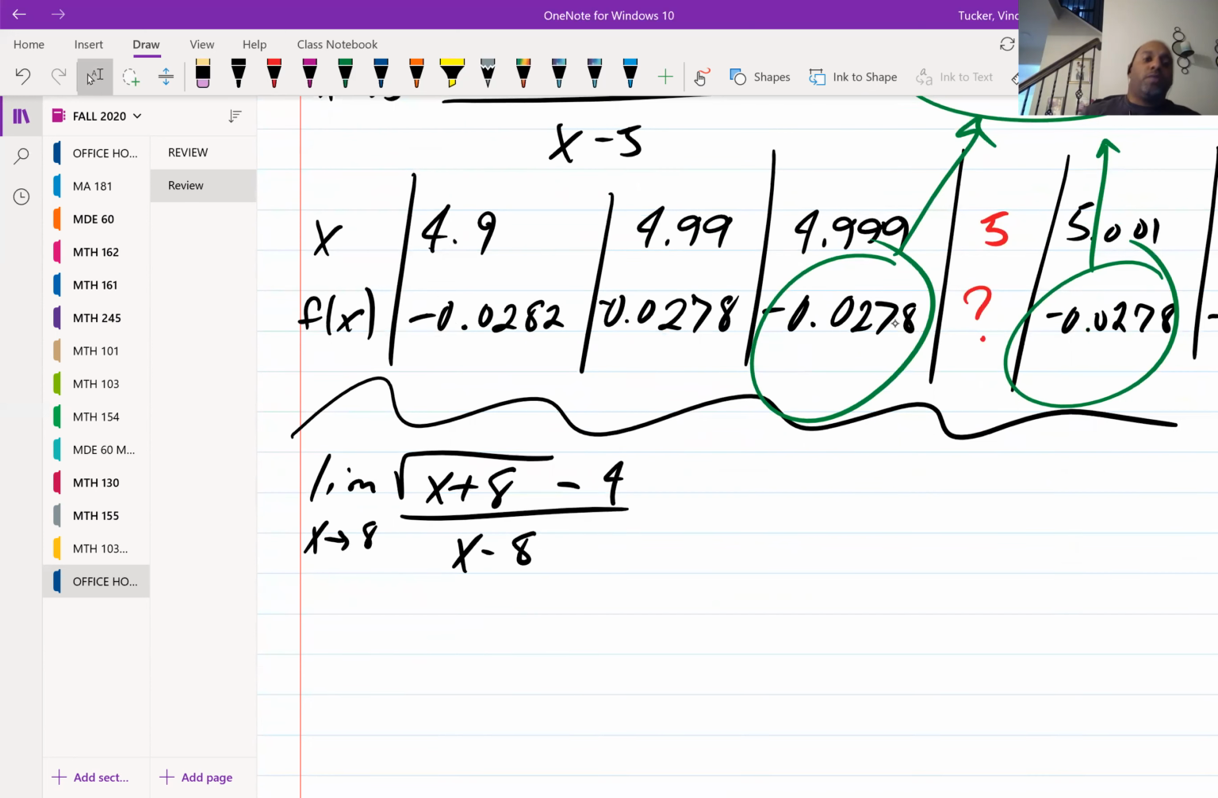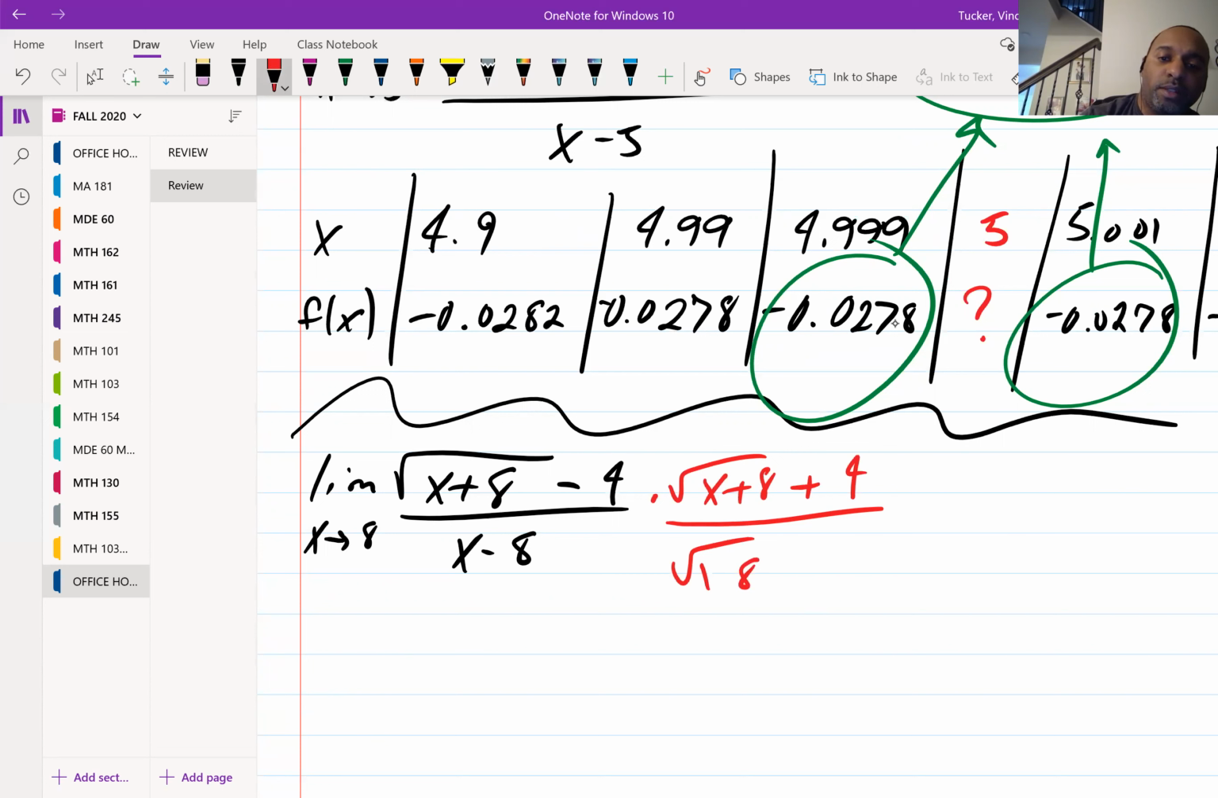All right, so next one, we want the limit of the square root of 8x plus 8 minus 4 over x minus 8 as it goes towards 8. Well, once again, we know we can't put 8 in here because 8 minus 8 is 0. It gives us 0 in our denominator. So what we're going to do is multiply by the conjugate of the numerator. So you're talking about the square root of x plus 8 plus 4 over the square root of x plus 8 plus 4. We're going to multiply both top and bottom by that.